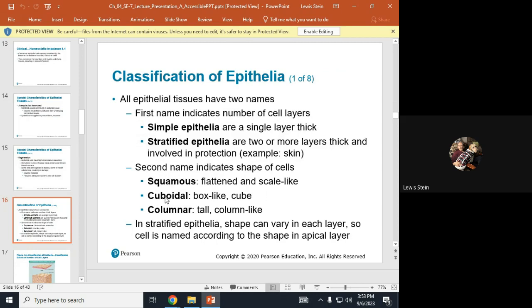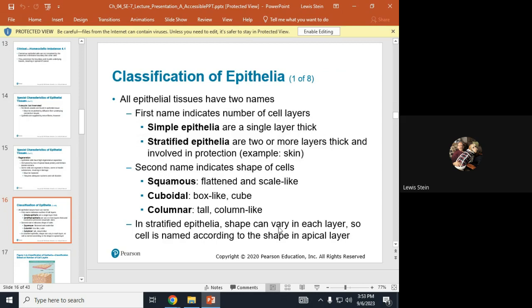Cuboidal, box-like, a cube, equal on all sides. The other part of this, as I showed you before, the nucleus reflects the shape. The nucleus is also flat. In cuboidal, it's round. In columnar, it's more elliptical. So not only does it reflect the outermost layer of cells, the shape of the nucleus is also part of it.